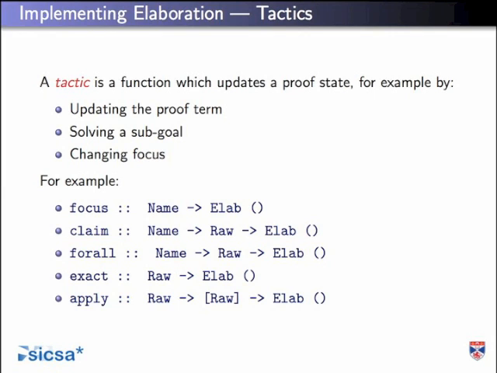So of the few we've got here, focus just moves to another sub-goal. Claim introduces a new sub-goal with this name and this raw type. If you're doing a function application, you'll claim names for each of the arguments and their types and work through them. For all introduces a for all binding. Exact says, right, I've finished now. I've worked out what this term is going to be, and this is what it is. Apply is a slightly more complex tactic. It's not quite a primitive tactic; it uses some of the other ones. It takes a function and a list of arguments and solves the current sub-goal with the function applied to its arguments.